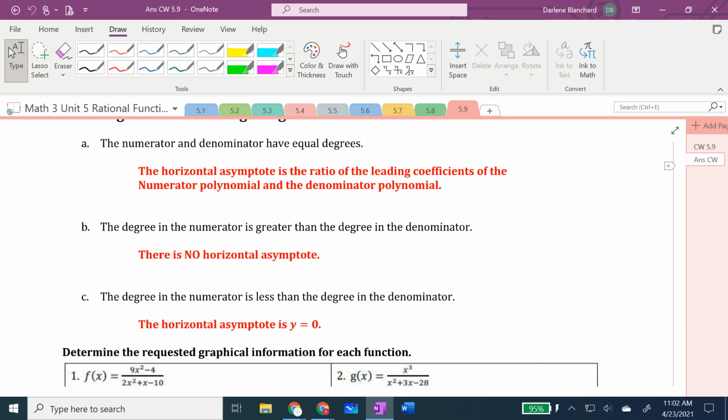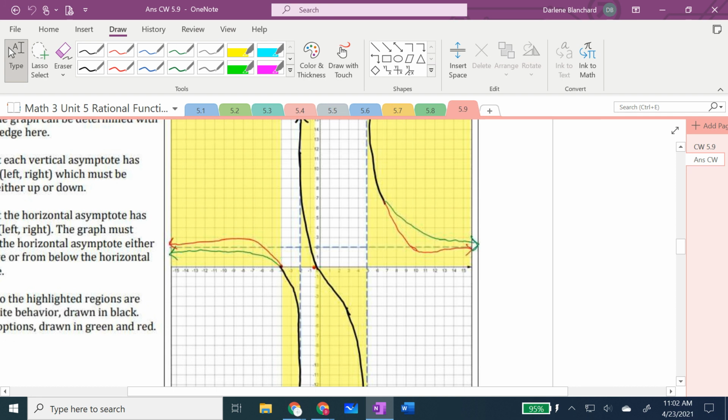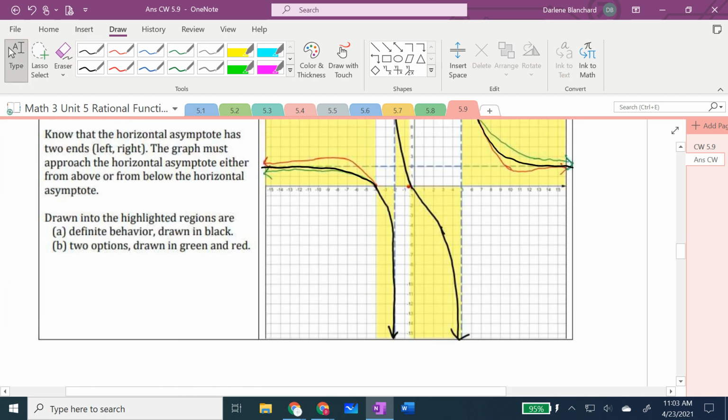On the answer key, I explain a little bit more about the fact that you have two options really for each horizontal asymptote, that it's doing one or the other. I don't expect you to know that. I want you to just kind of draw something that kind of does it and notice that it's heading to the asymptote, and that is good enough. I'm hoping you're clear on the expectations.